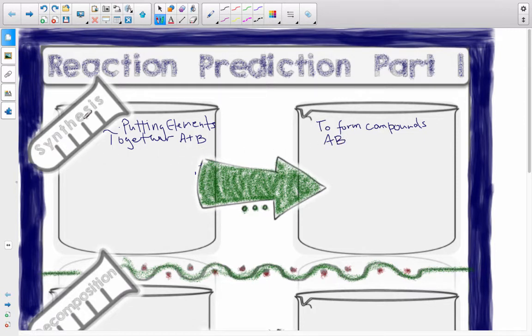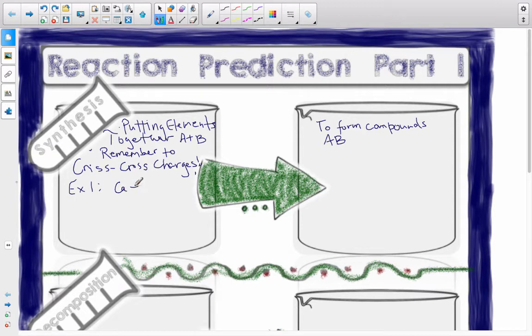Remember when we do a synthesis reaction that in order for you to write the formula of that compound correctly, you have to crisscross the charges. Let me show you how this works. In our first example, let's suppose that we combine calcium, the metal, with chlorine, the poisonous gas.